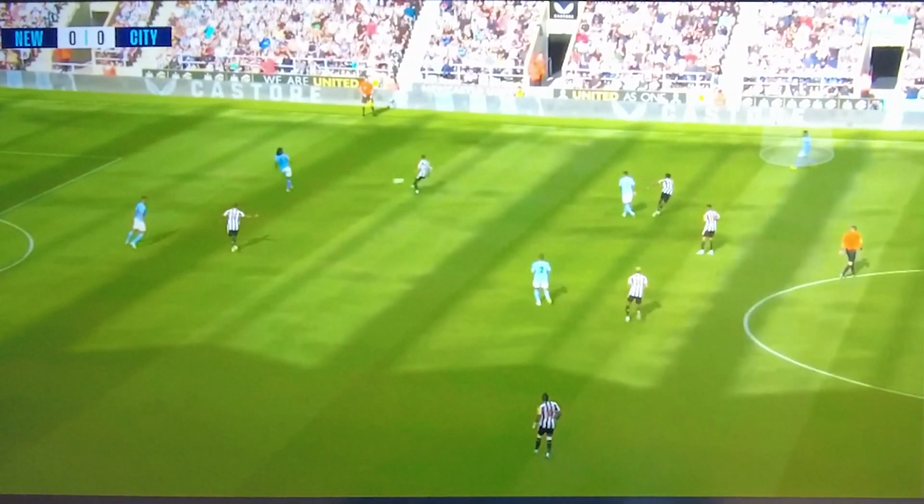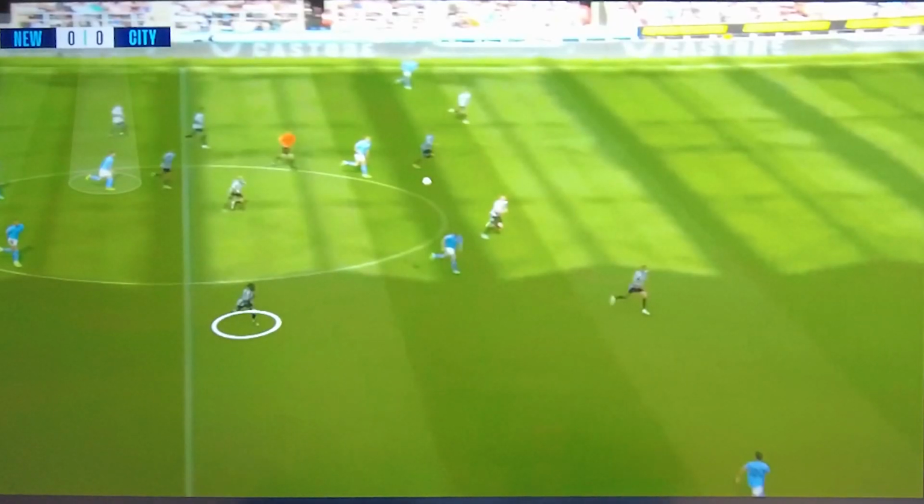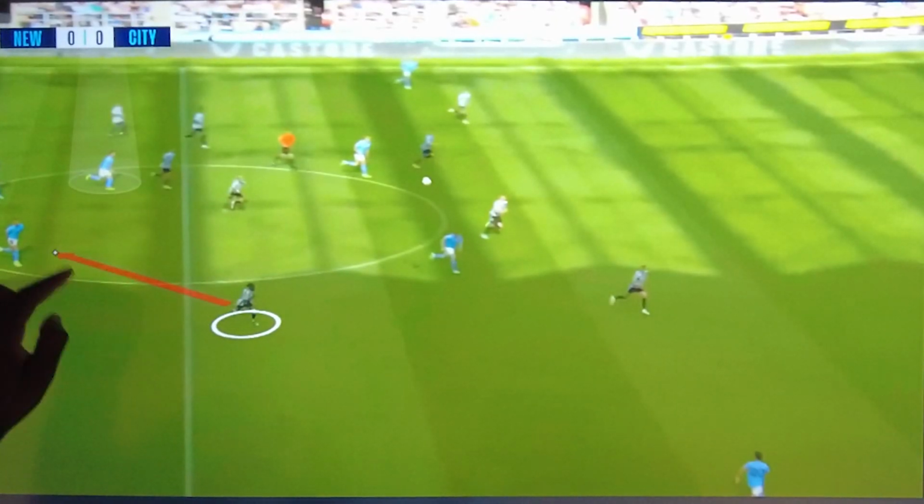As discussed, Gundogan is able to receive in this deeper left-hand side position. We can see that Saint-Maximin was still defending fairly narrow, possibly hoping to cover Kyle Walker.